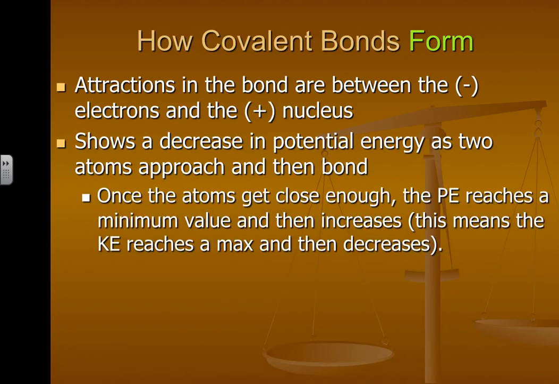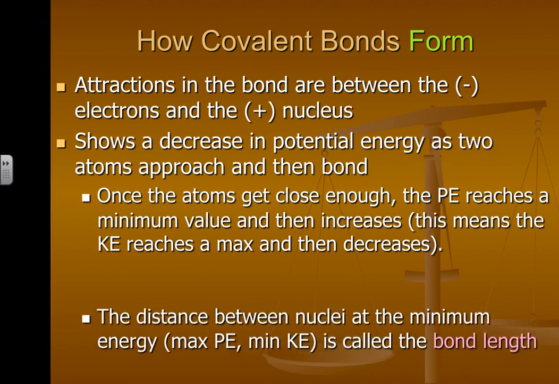So it says once the atoms get close enough, the potential energy will reach a minimum value, and then it will increase. Think of two atoms coming together: the closer they get, they start to attract each other. But if they get too close, the electrons in their energy levels will start to repel each other and begin to push each other away. So we know that potential and kinetic energy are related. If potential energy is reaching a minimum and then increasing, kinetic is reaching a maximum and then decreasing.